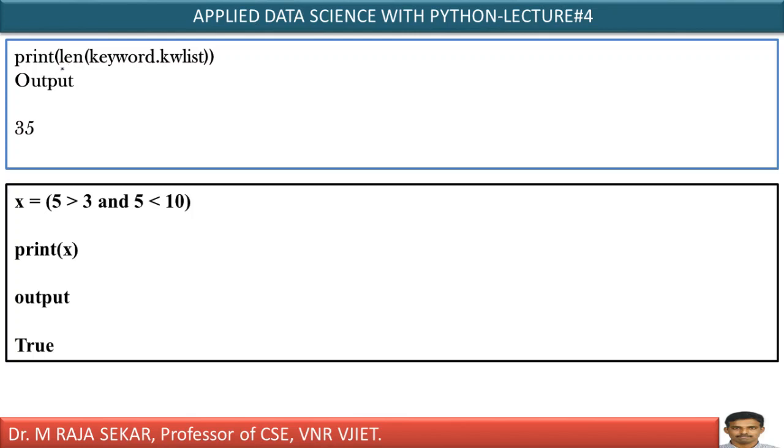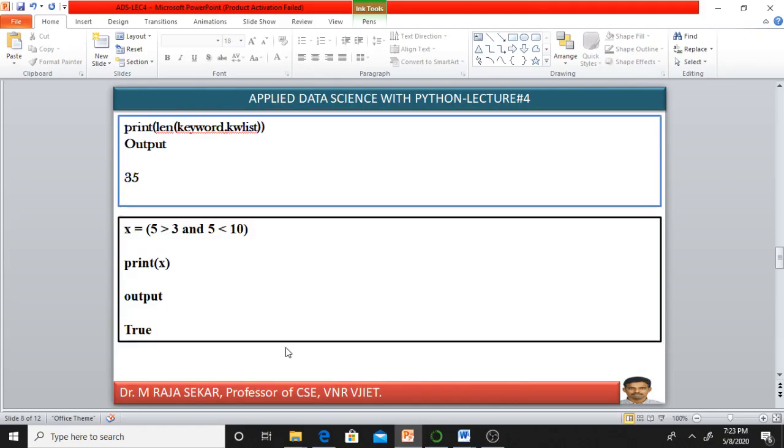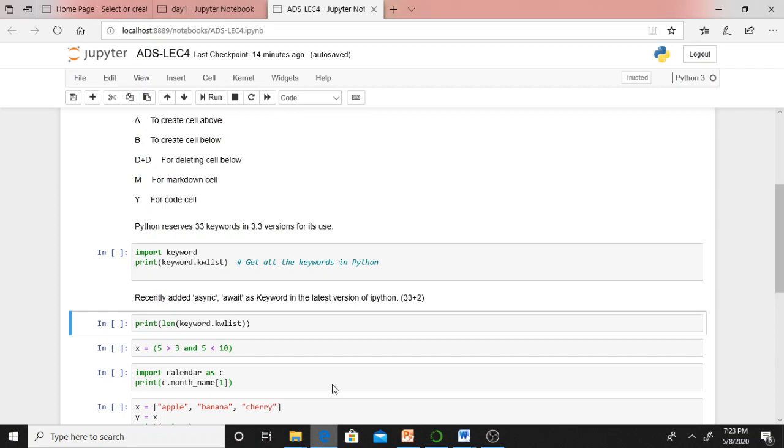Print len. This function will give the length of the list. Which list? As I told you, kw list is a list which consists of a bunch of keywords. If I execute this one, I will get 35. What does it mean? The length of this particular list is 35, meaning there are 35 keywords available in that list. We will try to understand this with the help of Jupyter notebook.